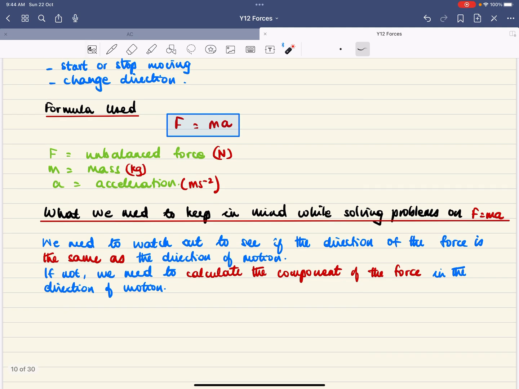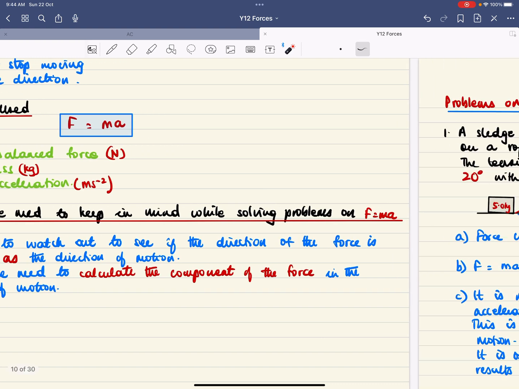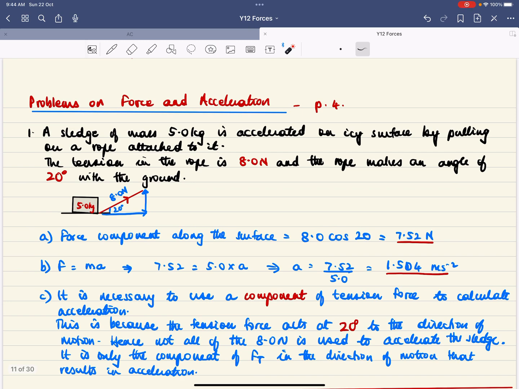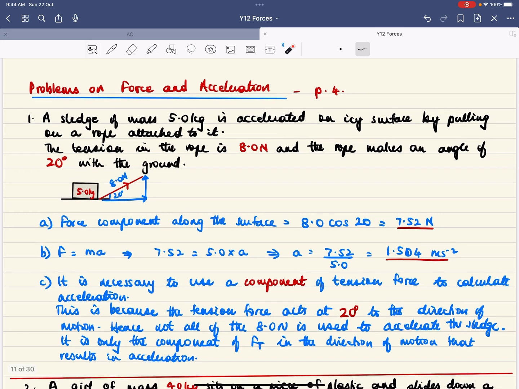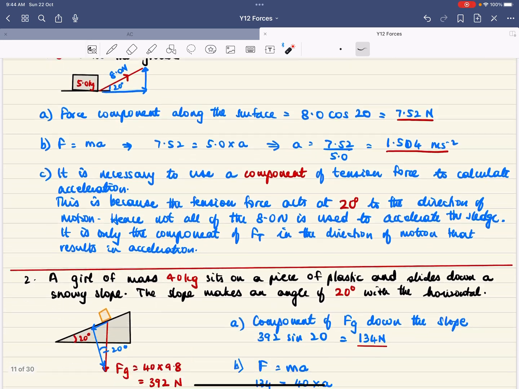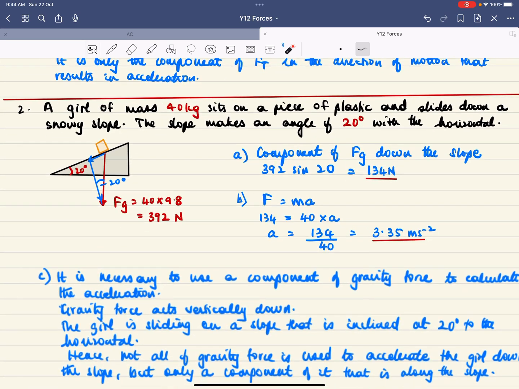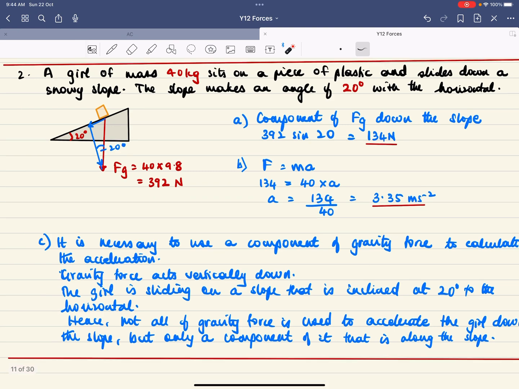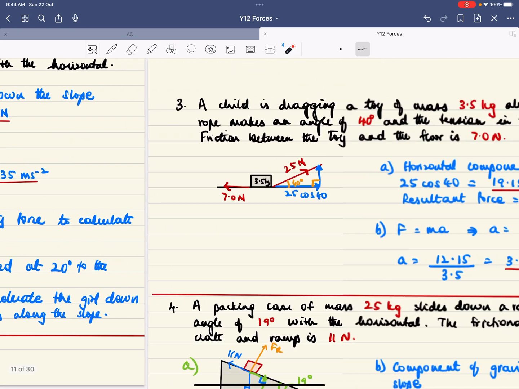So this is the gist of the lesson, but then I have a few problems which I've solved, which you may like to take a look at. So here's one question. I've got the answer. Try to work it out yourself, and the answers are all here. And here's the next question. You may want to pause your video while you work it out.